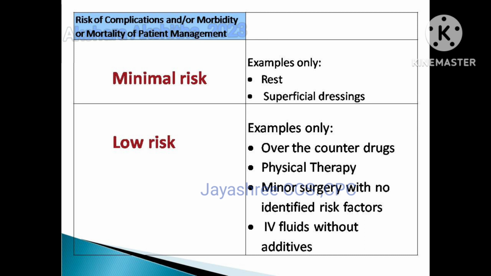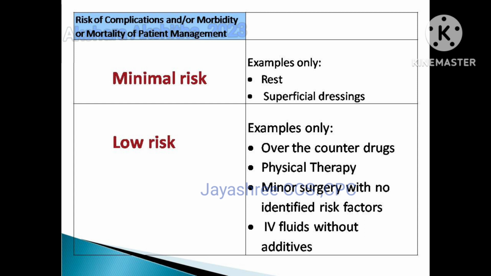Low risk examples are over-the-counter drugs, OTC drugs. The doctor will not prescribe this drug; the patient will buy it from the pharmacy themselves and take their own risk. That medication is considered an over-the-counter drug. So if the patient is taking OTC drugs, or any physical therapy, or any minor surgery with no identified risk factor.